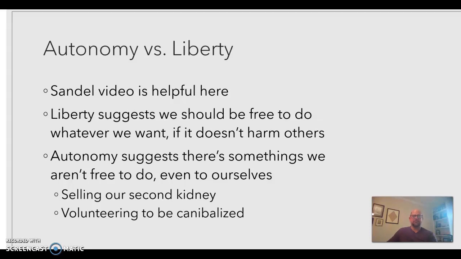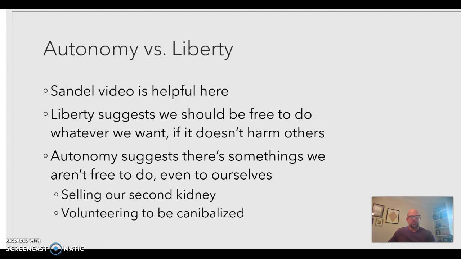So think about that. So remember, liberty suggests we should be free to do whatever we want if it doesn't harm others. Well, autonomy is going to be different. And this is what's interesting. Right? Autonomy means that our freedom is actually more limited than that. There are certain things we can't do even to ourselves. Now, this is important. This is not talking about the issue of government intervention. This is just sort of morally speaking. Kant would say certain things are always morally wrong.